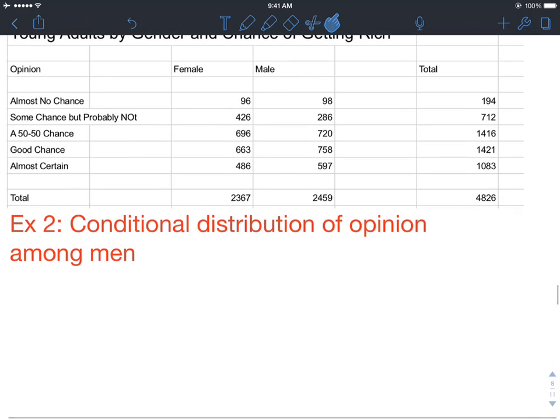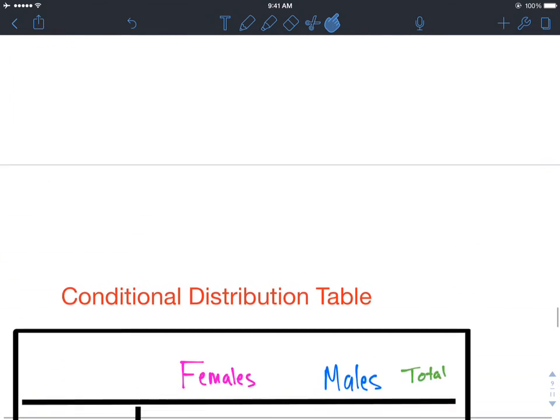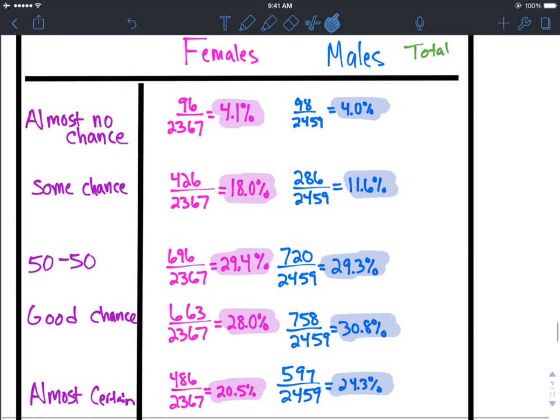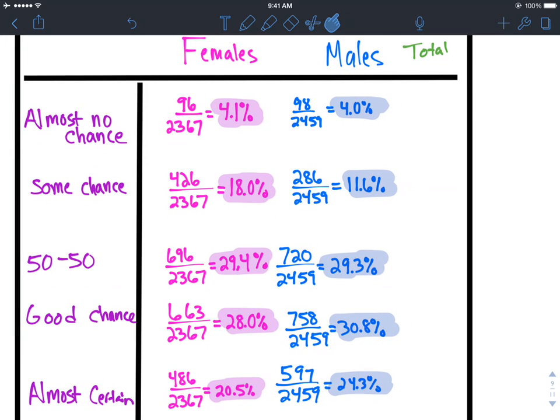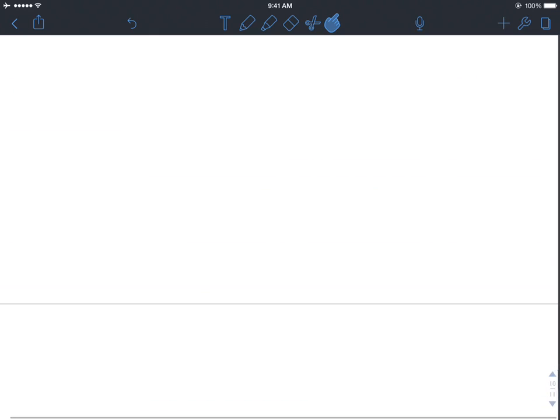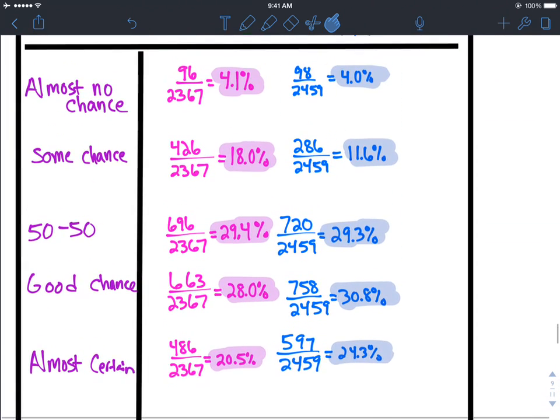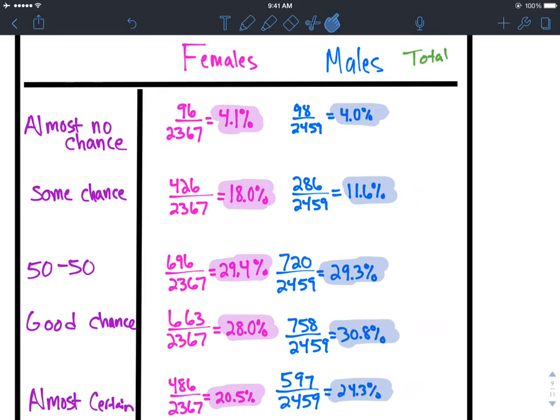You could then also do the conditional distributions of men, and your chart should look something along the lines of this. And that is it for conditional distributions and marginal distributions. Hopefully we have a little more insight.